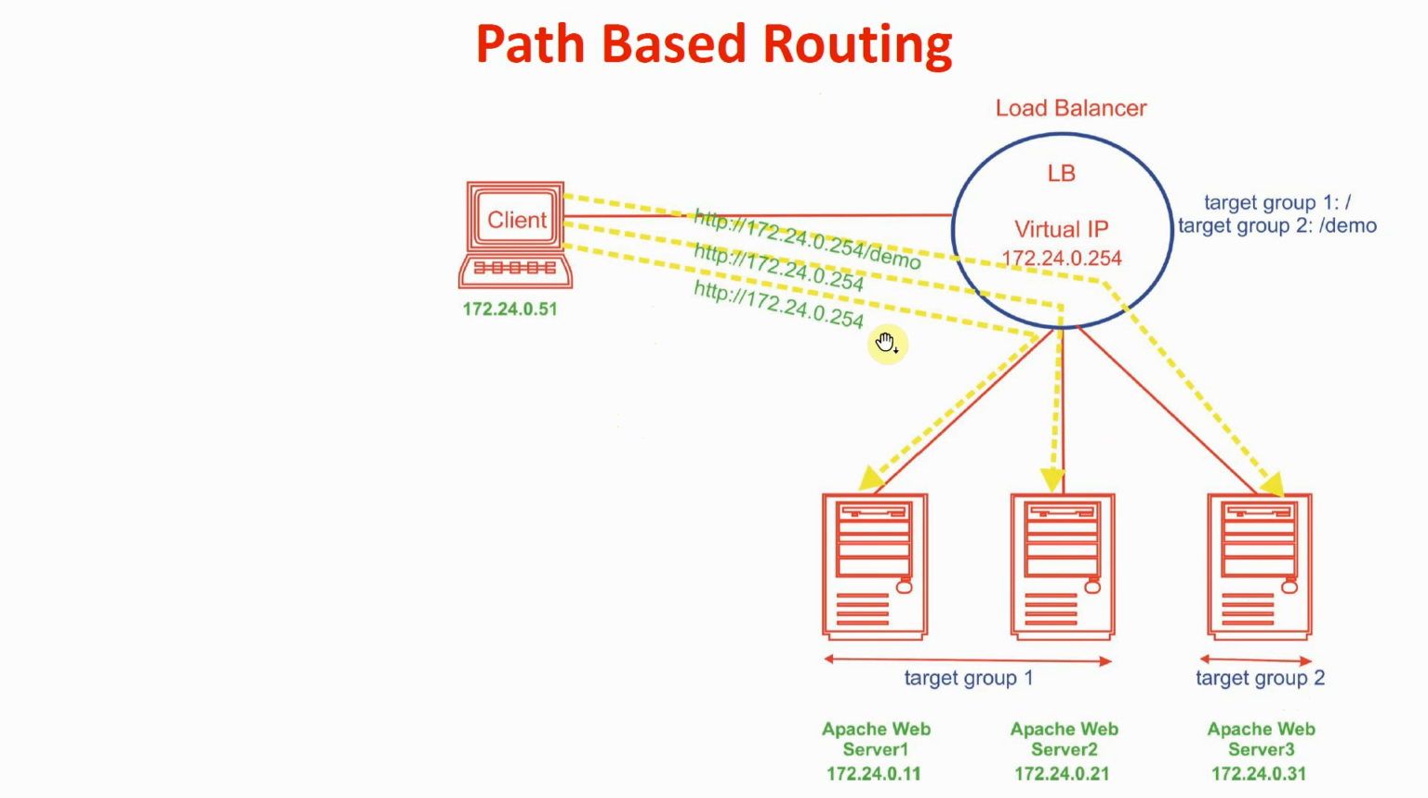Now when we have to implement this, what do we have to do? We have to create two target groups. We will keep these two servers in the first target group, and in the second target group we are going to keep this third server. Here it will maintain path-based routing. That means if the request is on 172.24.0.254, it will send to target group one, that means to this and this system. And if we say HTTP, slash demo, it is going to send to the target group slash demo, to that server.